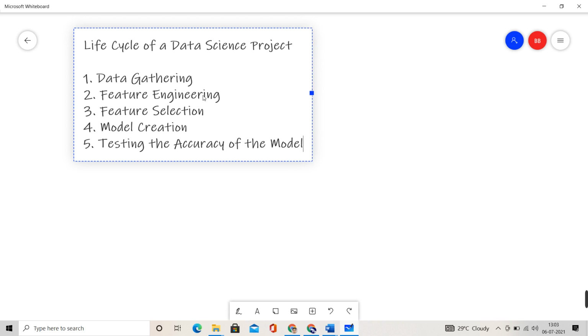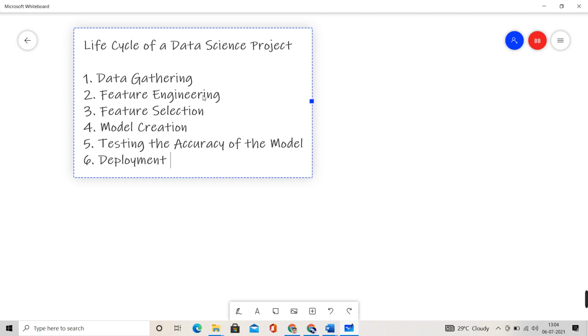We can go for MAPE, which stands for mean absolute percentage error for regression problem. Then for classification problem, we have confusion matrix, ROC curve, accuracy. So there is a measure called accuracy. And there are various other ways how we can check the accuracy of the model. So once this testing of accuracy is done, then we go to the final step, which is the deployment stage.